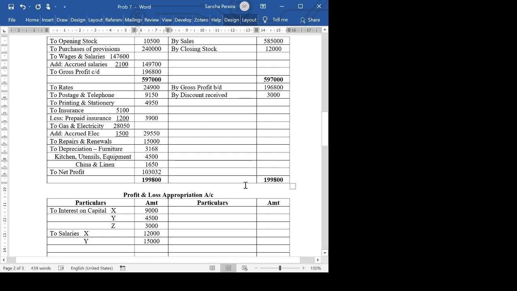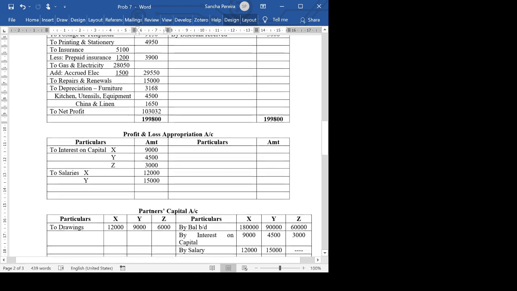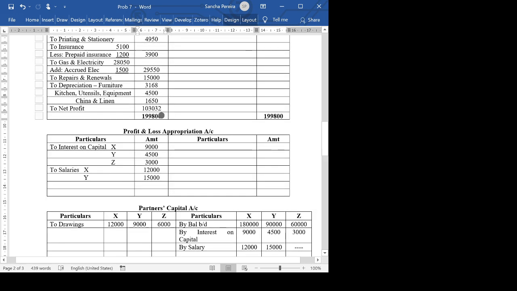So yeah, we had calculated the net profit. The net profit comes to 103,032. Now this net profit has to be brought down to the profit and loss appropriation account. It has to be shared between the partners, because even for the sole proprietorship, since there's only one person, the entire net profit is added to the capital in the balance sheet.